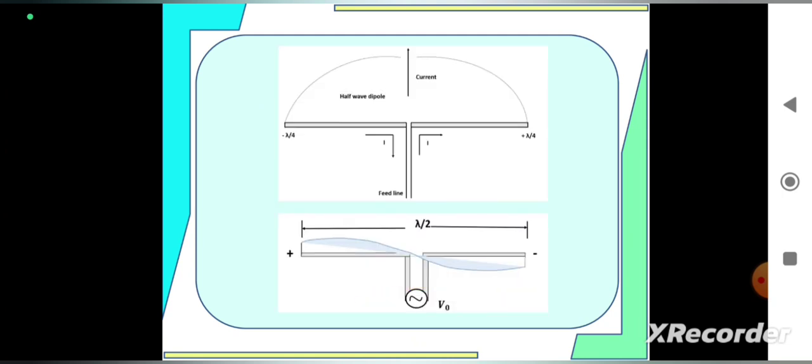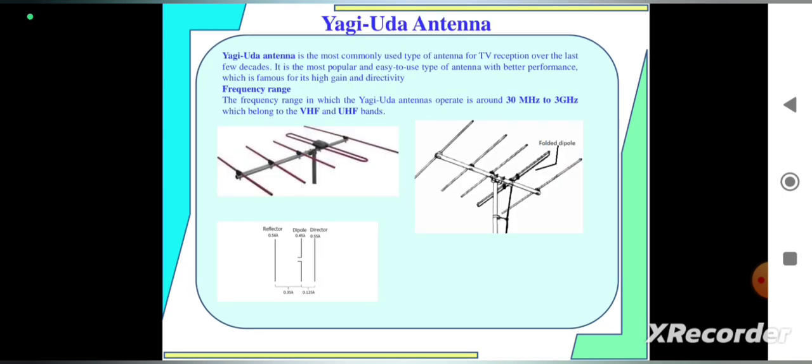Okay, next topic, Yagi-Uda antenna. The Yagi-Uda antenna is the most widely used type of antenna for TV reception over the last few decades.